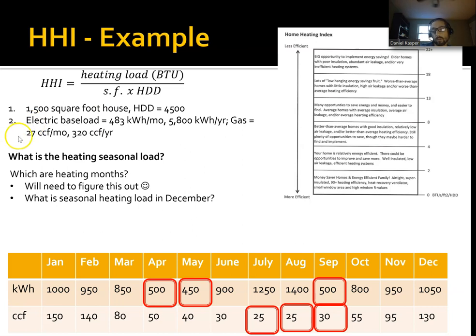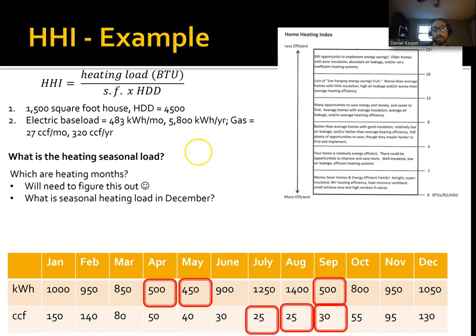Same goes for our gas base load. If we're using 27 CCFs a month no matter what time of year, even in the middle of the summer, that part is not our base load. So the way you want to think of it is, anything that's not base load is seasonal load. But you have to be careful: is it cooling season load or heating season load? That's what you need to think through.